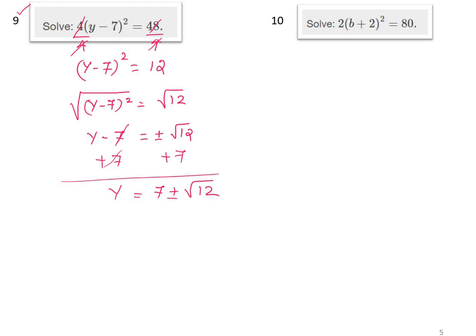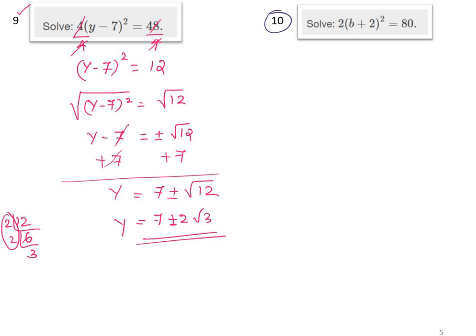If you want, you can split 12 as 2 times 6, 2 times 2 times 3, and a group of 2. So that can be written as 2 times square root of 3, plus or minus, of course. So that is the solution. y is equal to 7 plus 2 root 3, or y is equal to 7 minus 2 root 3. Those are the solutions. Got it? And another one, that is number 10.